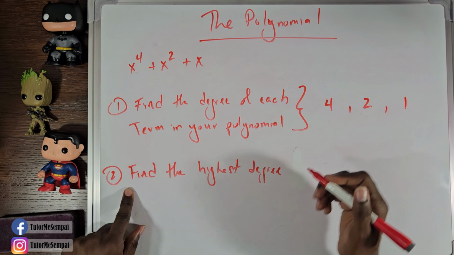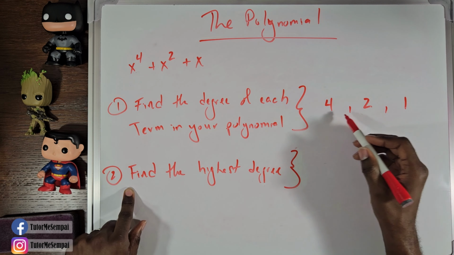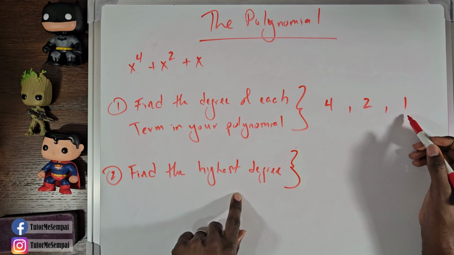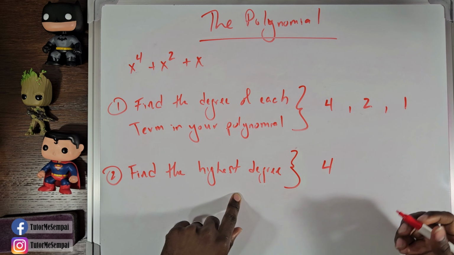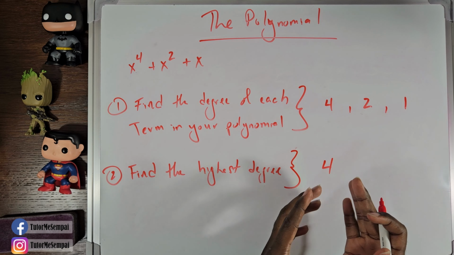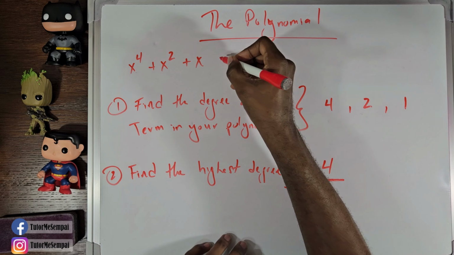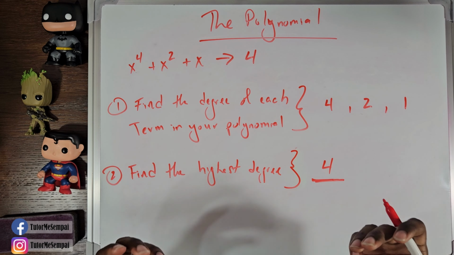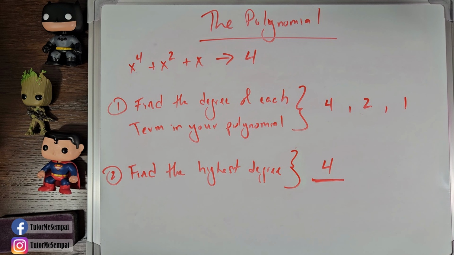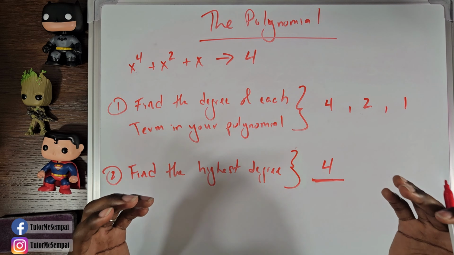Now, if we wanted to apply step 2, what would we then do? Well, we see we have 4, 2, and 1. What's the highest among these degrees? 4 is the highest. So we would then say that 4 is going to be the degree of this polynomial. It's the highest degree among all of the terms. That's going to give you the degree of the entire polynomial.